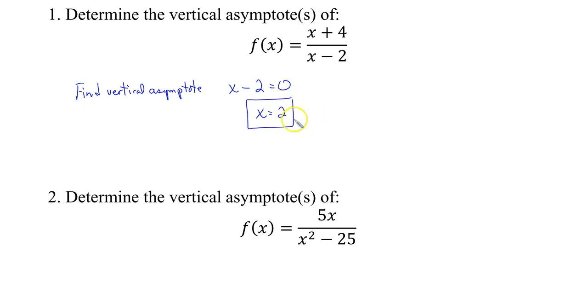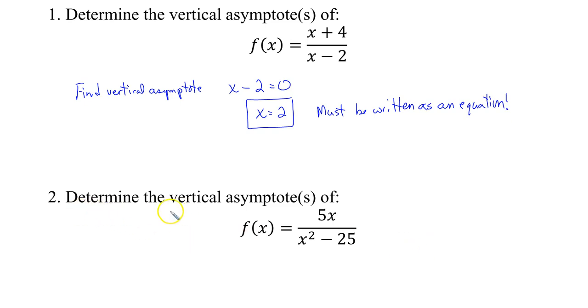That must be written as an equation. So if you have a fill-in-the-blank question on your test or quiz, make sure that you write the vertical asymptotes as an equation. All right, so be really careful there.